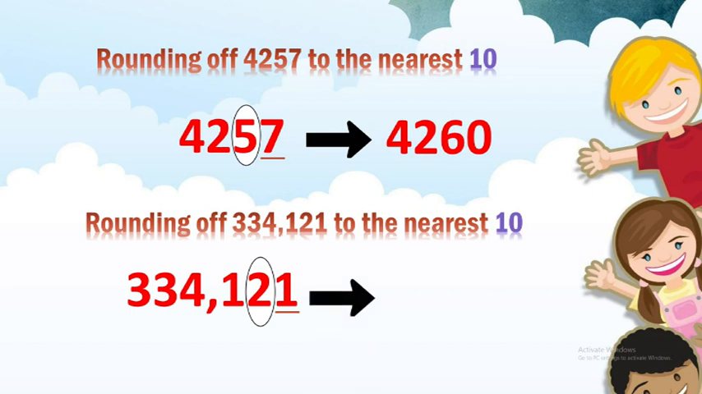And then round the number to the nearest 10. Students, is the 1 more than 5 or less than 5? Very good. 1 is less than 5. So you have to replace the 1 by writing 0. Okay, the answer is 334,120. Very good.